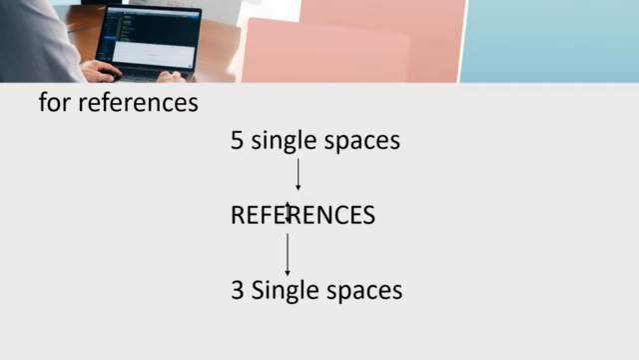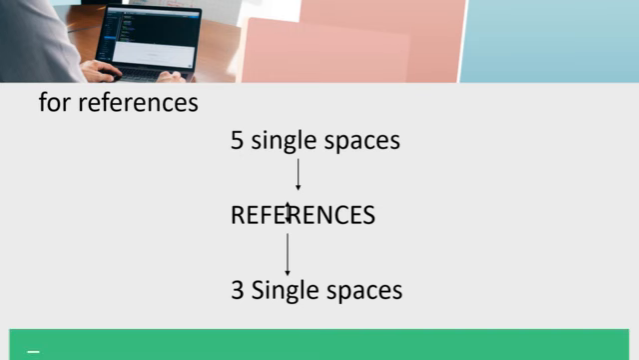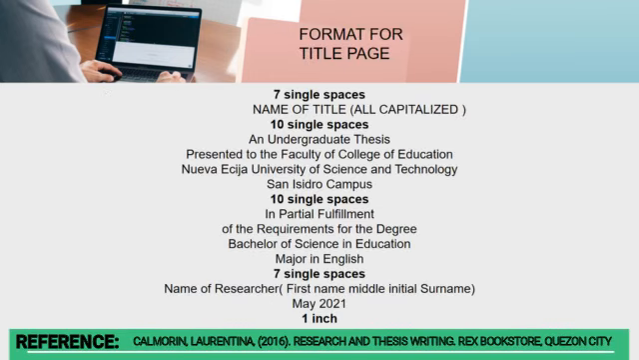For encoding the references, remember that there are 5 single spaces before writing or encoding the heading for references, and then followed by 3 single spaces. Now look at the illustration for the format for title page.